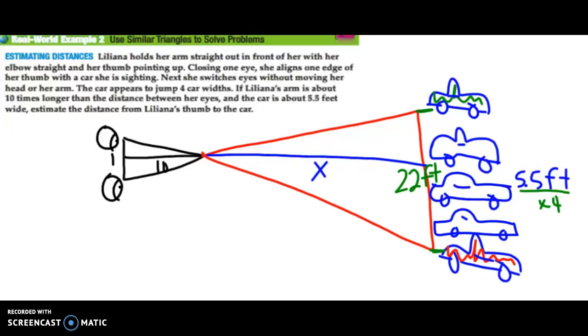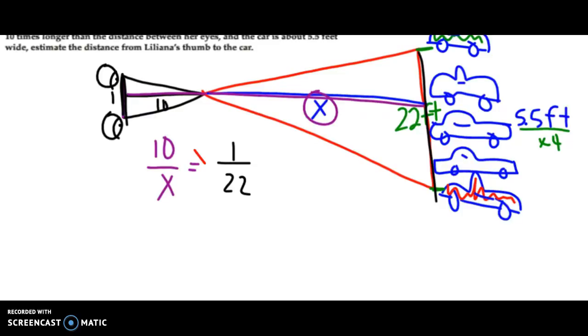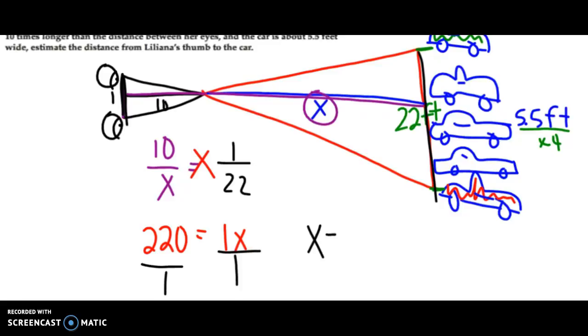So we have, essentially, if her arm is 10 times longer than the distance between your eyes, and we're looking for this amount right here, and we know that it looks like cars move 22 feet, we can set up our proportion. It's going to look like this. It's going to say this length over this length, so 10 over x, is going to be the same as 1 over 22. Okay? We can cross multiply. 22 times 10 is 220, is equal to 1 times x. Don't really need to divide by 1, but I'll do it just for good measure. So we say x is going to be equal to 220.